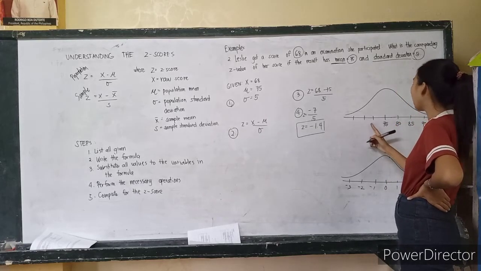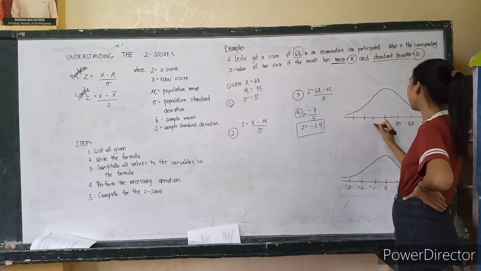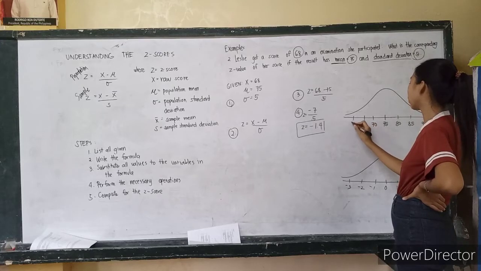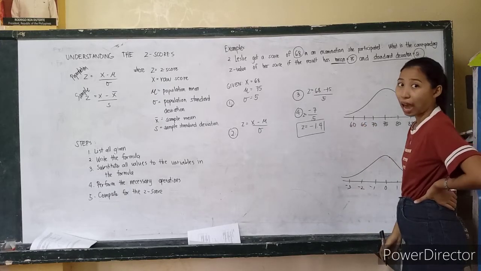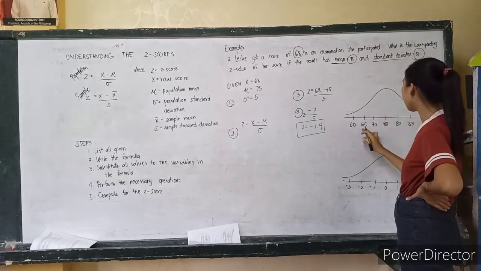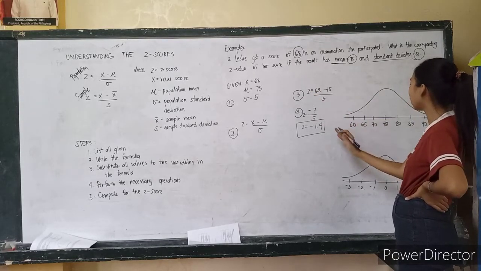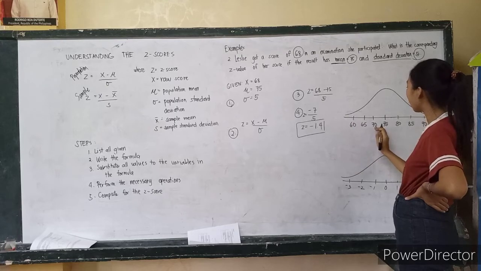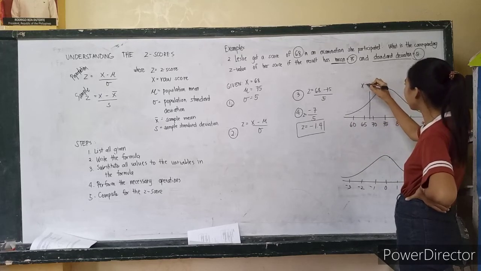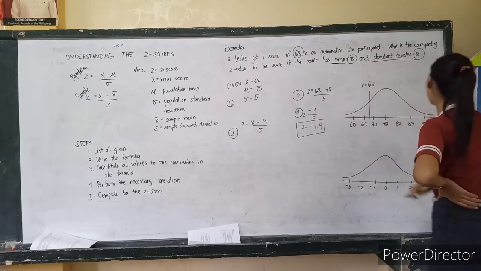Diri sa pikas, paatras tayo, 75 minus 5 is 70. 70 minus 5 is 65, and 65 minus 5 is 60. Atong ilocate kung asa si 68 makita. 68 can be found here on this side on the left, before ka maabot sa 70, so somewhere here. This is your x is equal to 68.